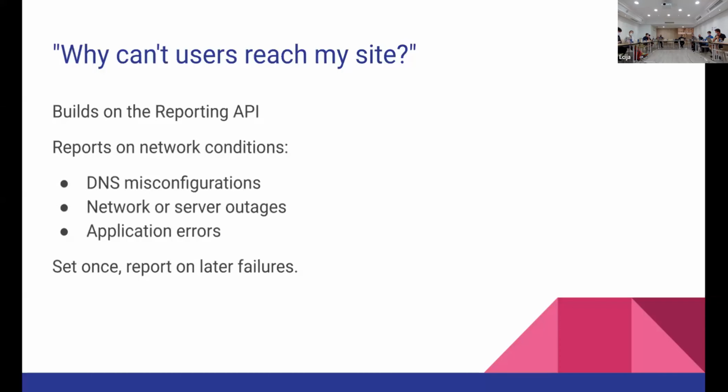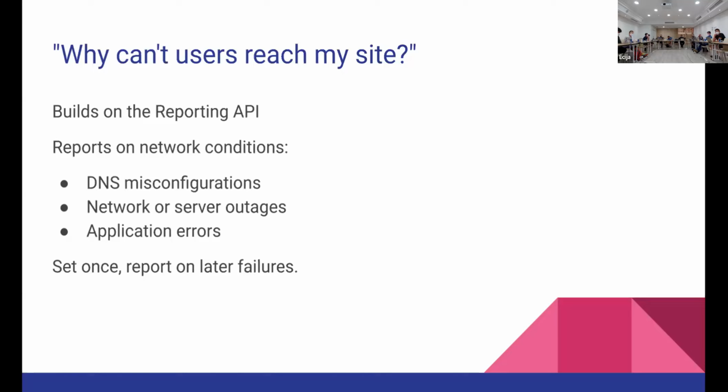So for anybody just getting up to speed, network error logging is an API that basically tries to help site owners understand why users cannot reach their site. Building on the reporting API, it reports on all kinds of network error conditions. So it reports specifically on DNS errors, connectivity errors, whether that's the network path to the server or on the server itself if the TCP connection can't be established. It also reports on application errors, so at the HTTP level, any errors that come back.